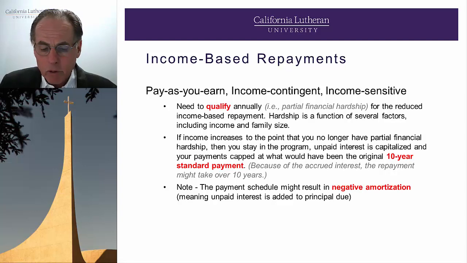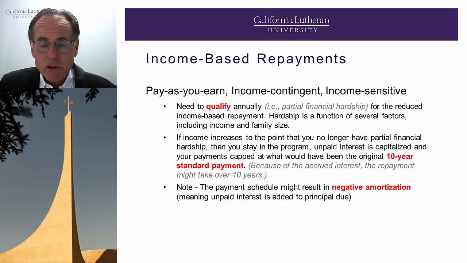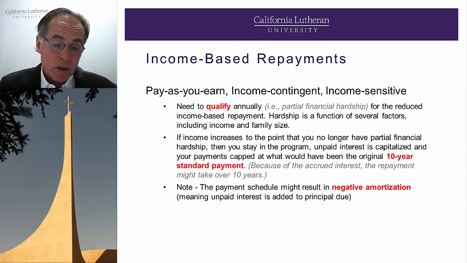Most of the federal loans, with the exception of PLUS loans made to parents, are eligible for income-related repayment. However, you would want to check with the student aid website. If the loan is eligible for this type of repayment, the borrower will need to qualify annually for the reduced income-based repayments. This means showing partial financial hardship, and that is a function of several factors, including income and family size.